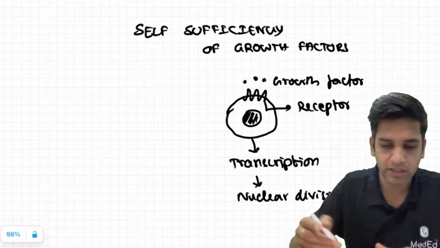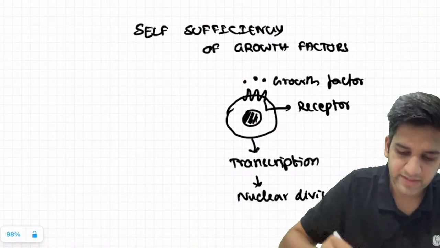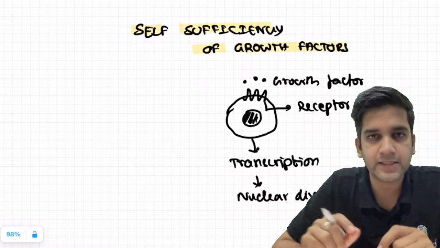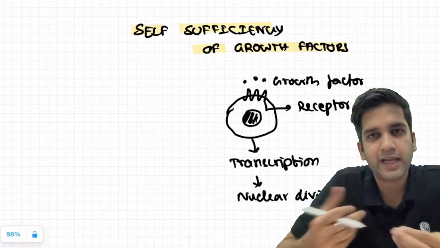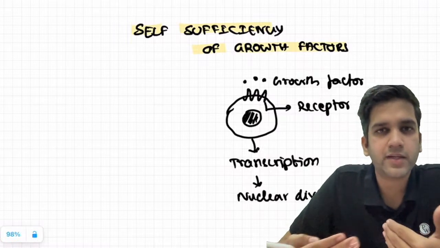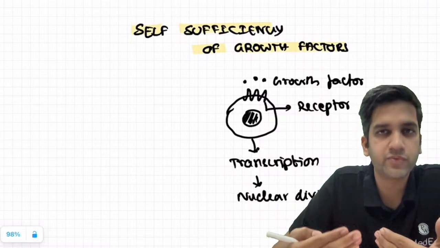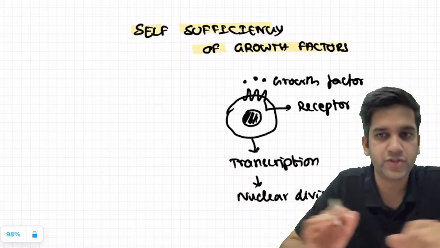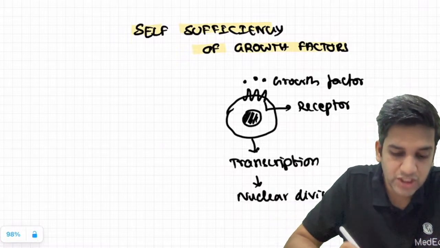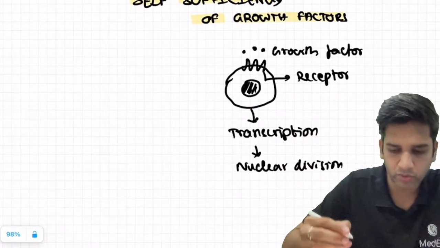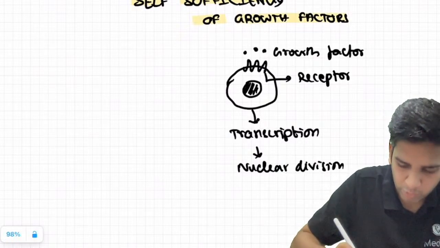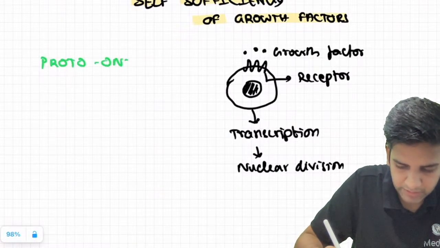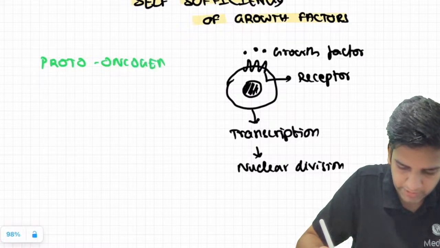So the first hallmark here, what we're going to discuss is the self-sufficiency of growth factors. If you remember the story of the kid and the cancer, we said that the kid never required growth factor, or the kid never required food, and the kid kept on growing. That's what we related to self-sufficiency of growth factors. So the gene which is responsible for the self-sufficiency of growth factors, we're going to name as proto-oncogene. So first we'll understand what is normal, then we can go and understand what is abnormality here, right?